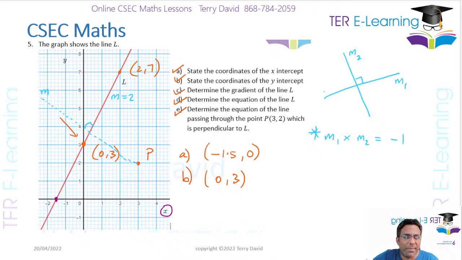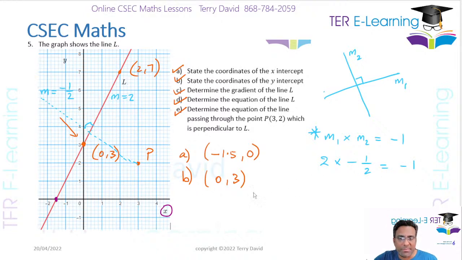I'm seeing a lot of people telling me minus a half, and that is true. It is minus a half. So the gradient of this line here should be minus a half. The reason is that if I take 2 and multiply by minus a half, that's the only way I'm going to get minus 1.